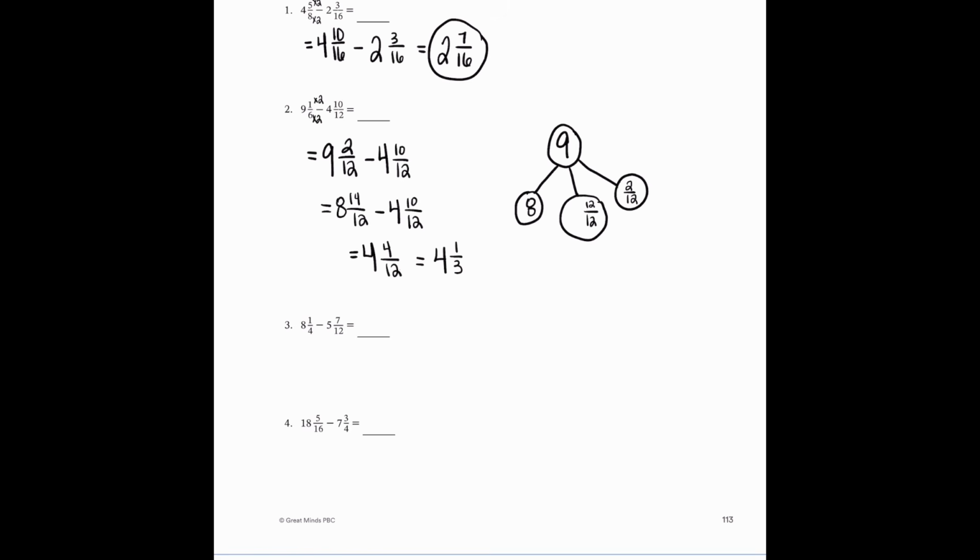That's because if I divide 12 by 4, I can get 3. And if I divide 4 by 4, I can get 1. So those are equivalent fractions. So 4 and 1/3 is my final answer.